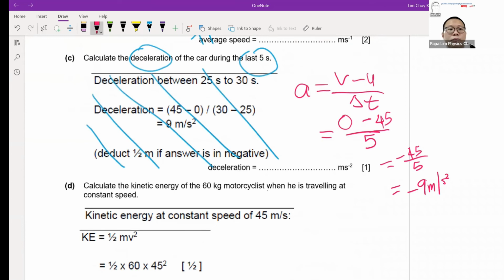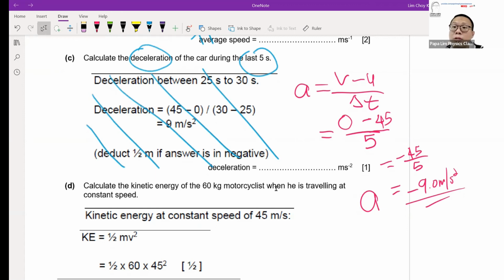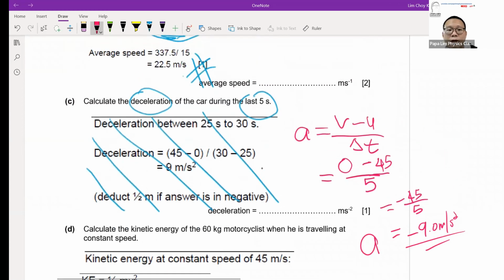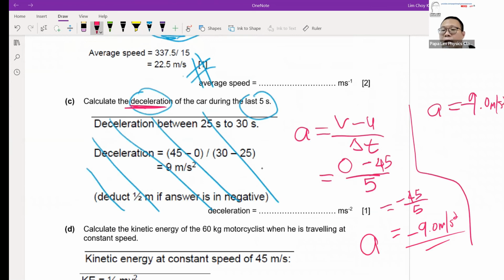Or to be exact, 2 SF: negative 9.0 meters per second squared. This actually refers to acceleration. A negative acceleration implies one thing: your answer doesn't end here, because the question is asking for deceleration, and you are only at acceleration. So if the acceleration is negative 9.0 meters per second squared, indirectly the deceleration of the motorcyclist is 9.0 meters per second squared.